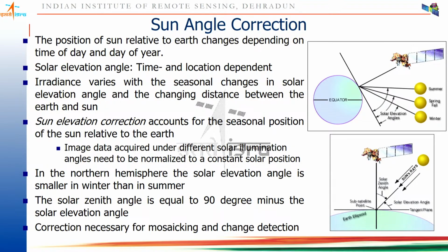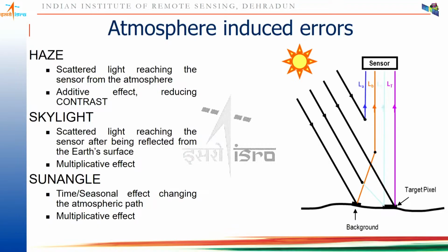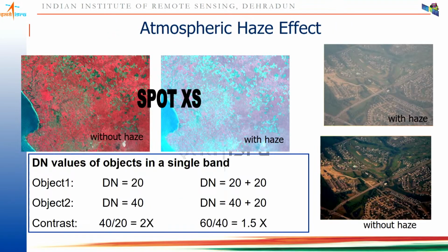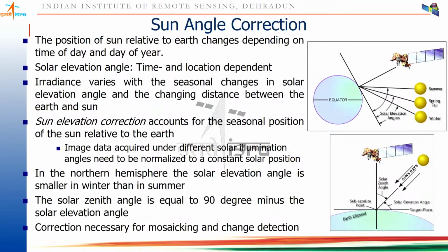Okay, so the skylight correction is a little complex, which cannot be covered in this short time. Another correction method is sun angle correction.